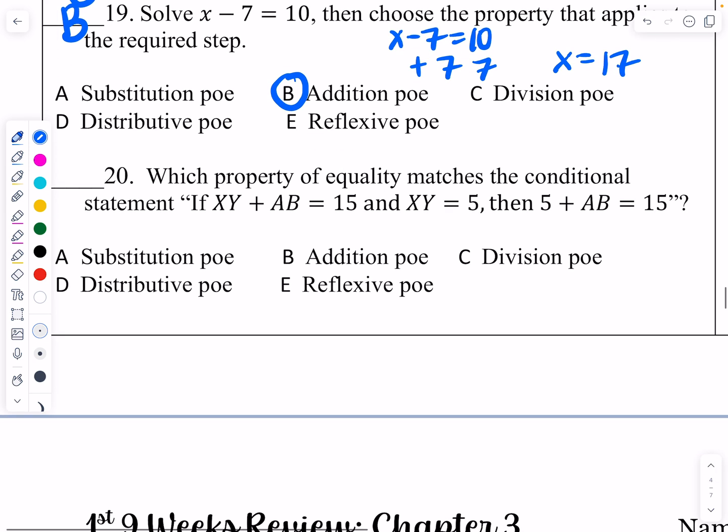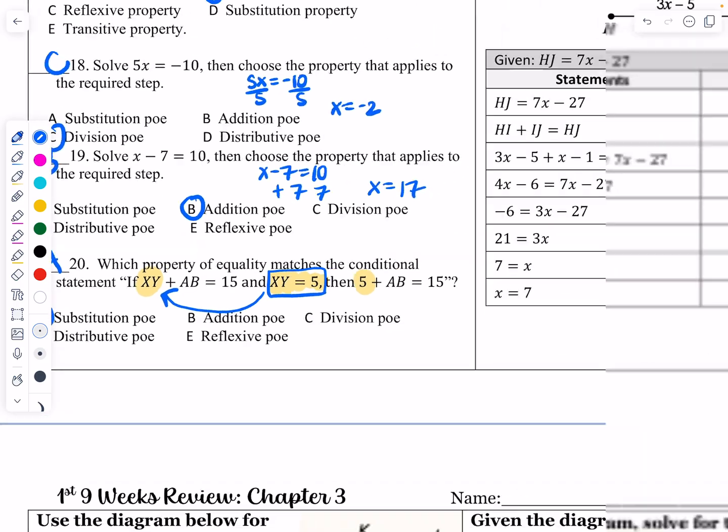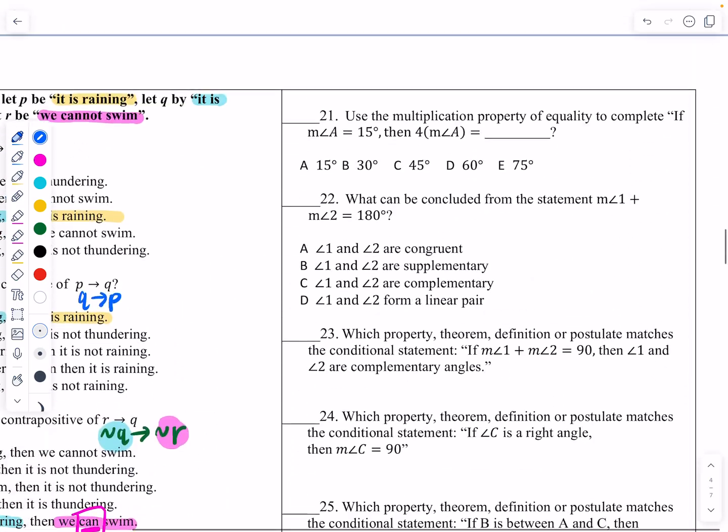All right, which property of equality matches the conditional statement? If xy plus ab equals 15 and xy equals 5, then you can sub in. If xy is equal to 5, I can replace the xy with a 5 instead. So that is going to be substitution. We're taking xy and plugging it into the equation. So they sub in. You have a different player come into the game for them. That is A. Okay, let's do a few more of these.